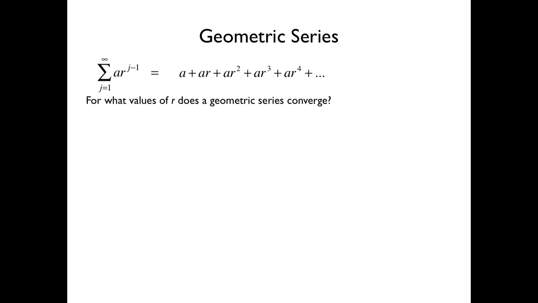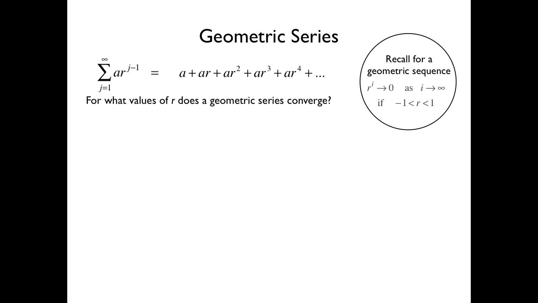What's between -1 and 1? R or J or A? R, okay? So when that base r is between -1 and 1, is when we get that sequence to go to 0. And that's actually going to be important when we're working through how the series converges or not. Okay?